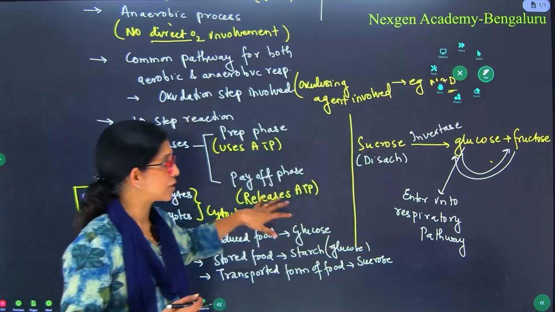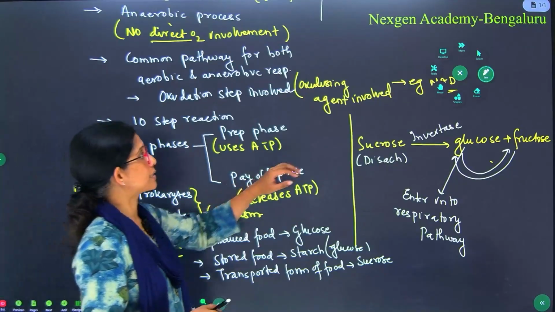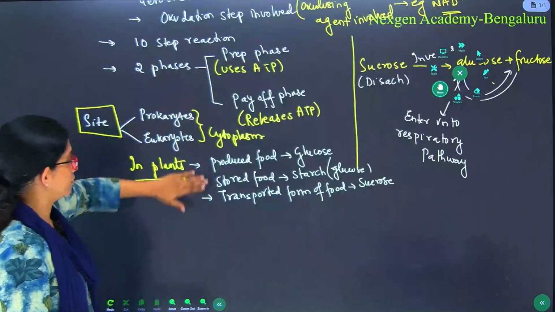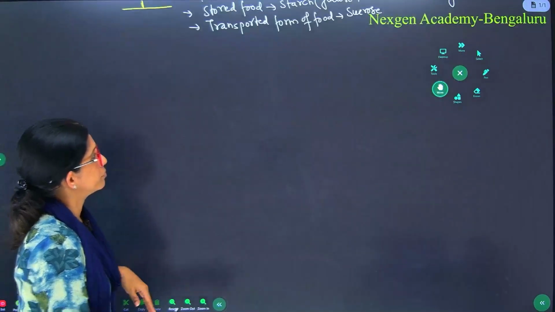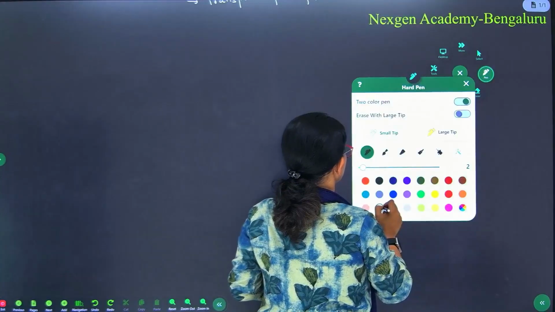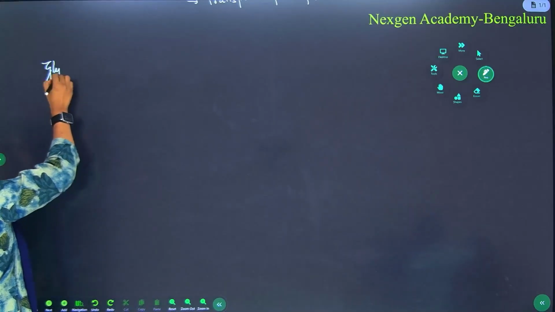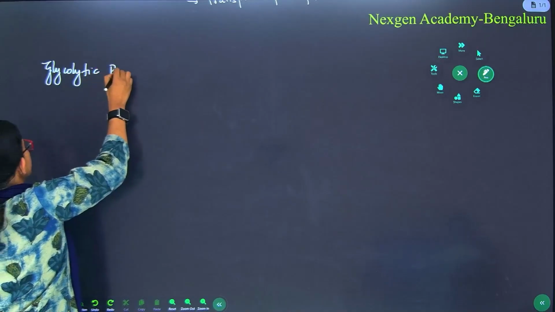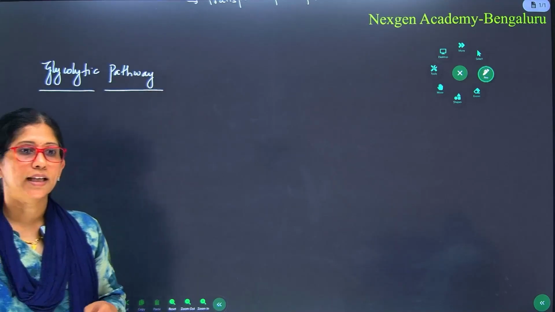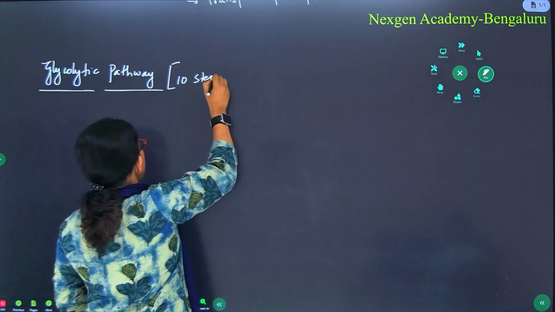So now this is the general introduction with respect to glycolysis, right? Next we will talk about the different steps in the process of glycolysis. So now we will talk about the glycolytic pathway. We will see the process or the pathway of glycolysis, right? Always remember it's a 10-step reaction.